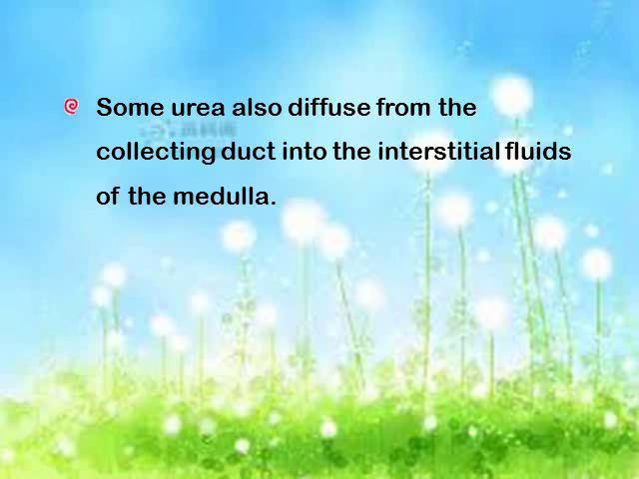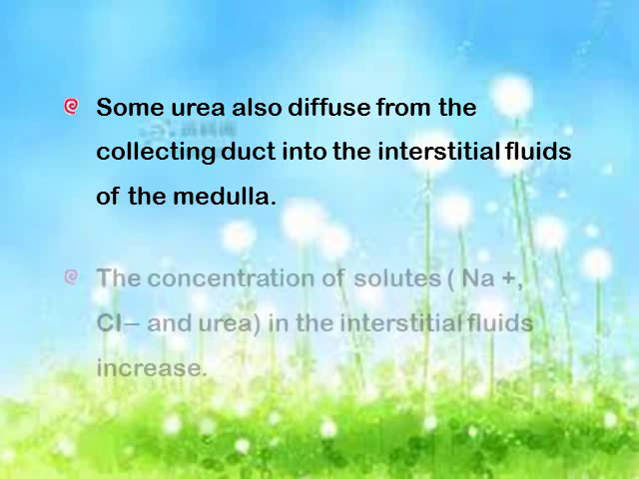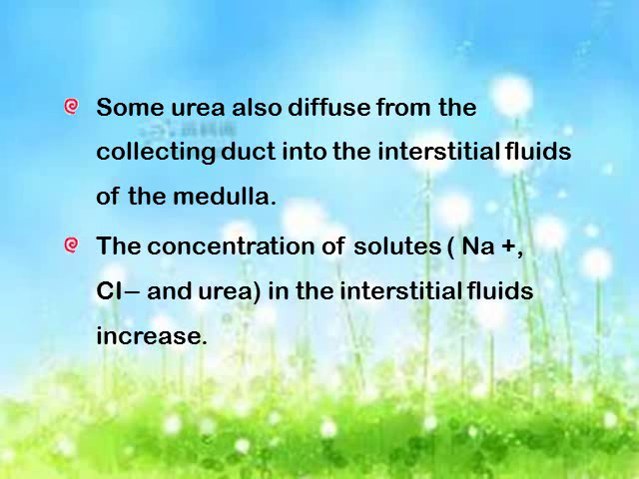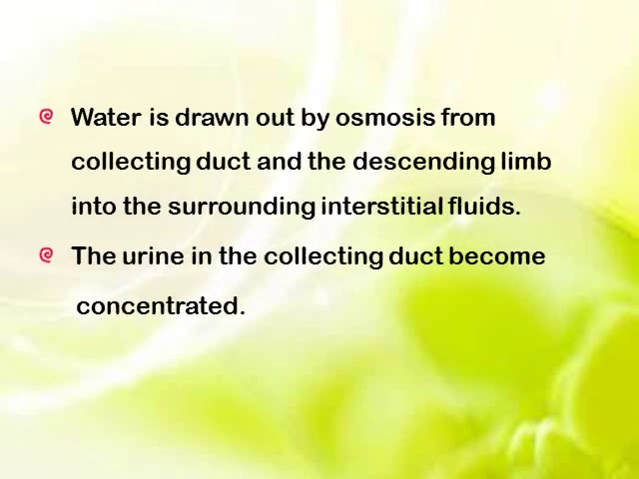Some urea also diffuses from the collecting duct into the interstitial fluid of the medulla. The concentration of solute in the interstitial fluid increases. Water is drawn up by osmosis from the collecting duct and the descending limb into the surrounding interstitial fluid. The urine in the collecting duct becomes concentrated.